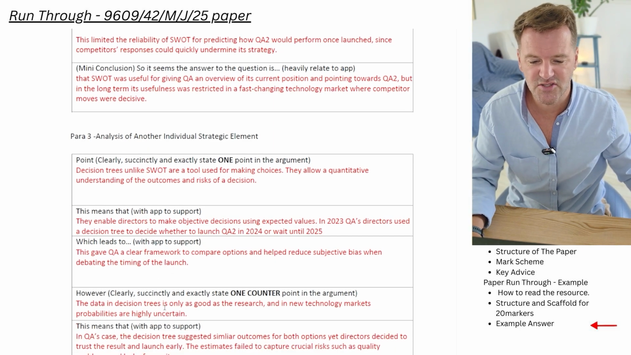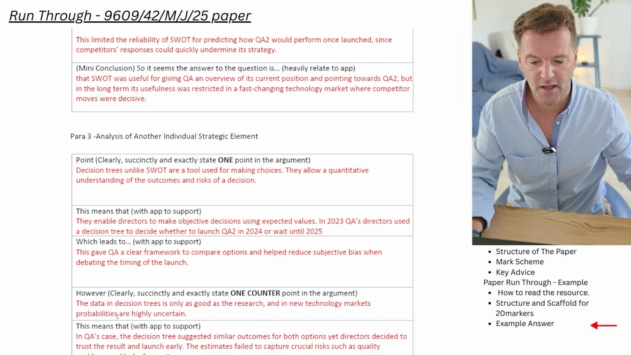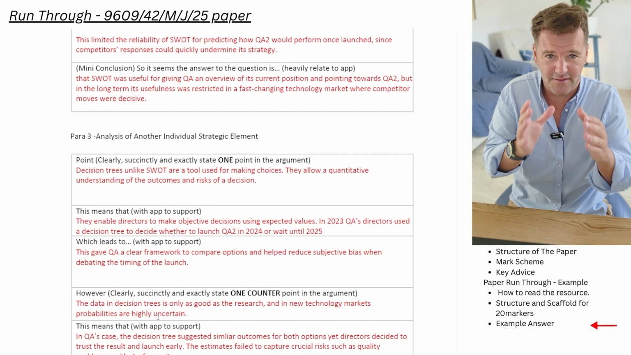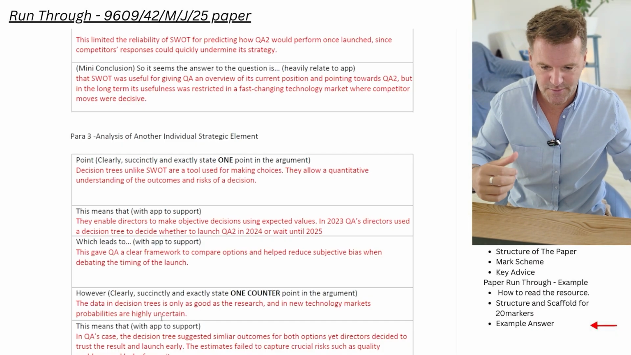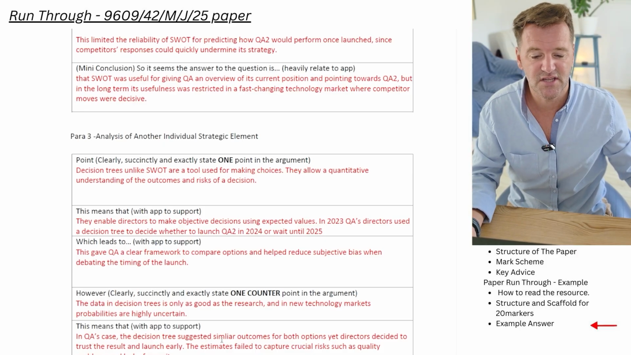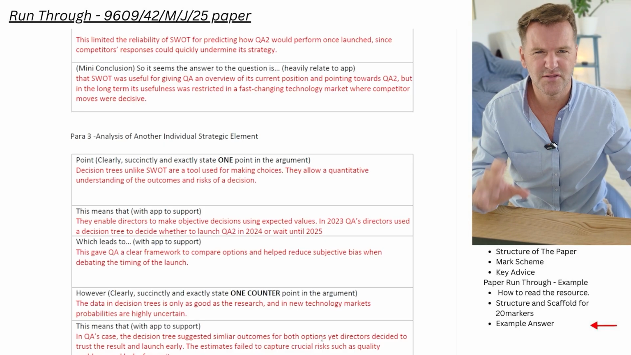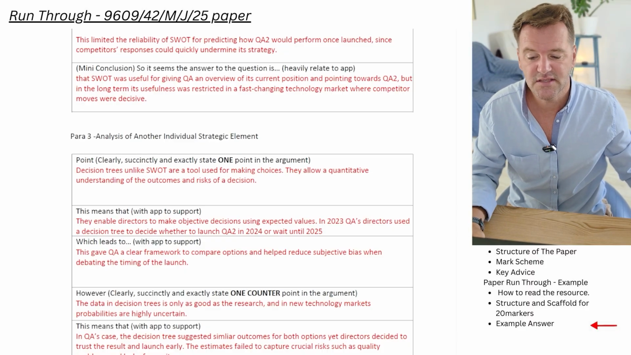However, the data in the decision tree is only as good as the research, counterbalance, and in new technology markets, probabilities are highly uncertain. They're really not very accurate when you're talking about tech, like Alexa and ChatGPT and those sorts of things. This means that in QA's case, the decision tree suggested similar outcomes for both options, a 0.6 difference, I seem to remember, a million, not much, yet directors decided to trust the result and launch early.